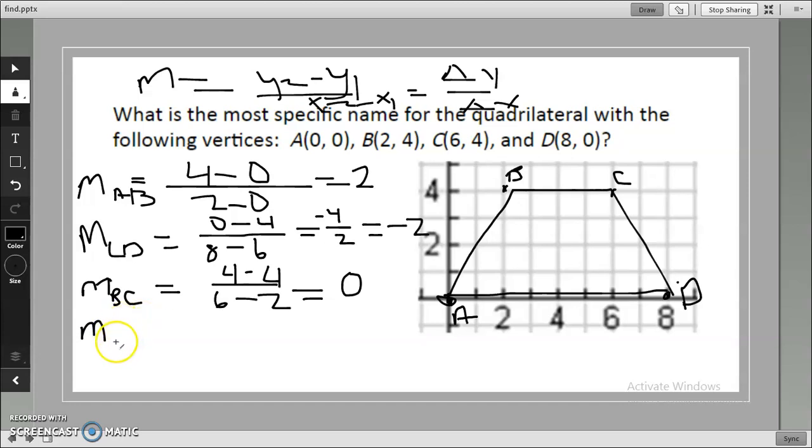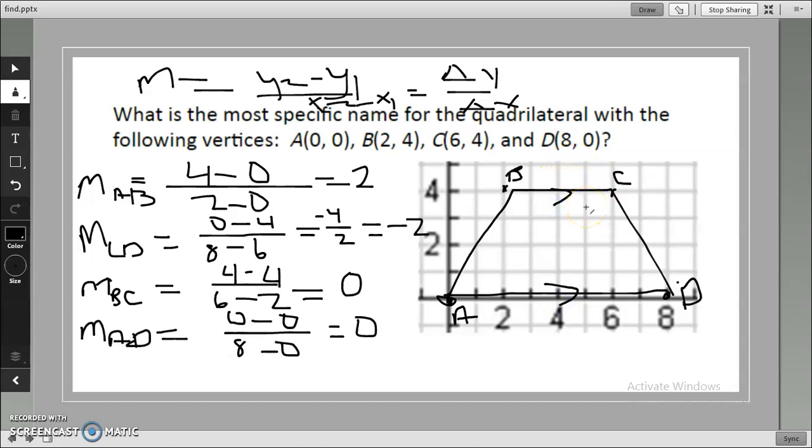We'll do AD now. So this section here, it's pretty obvious that this is 0 because this is a horizontal line, and we know horizontal lines have a slope of 0. So this one most likely will be 0 as well. So D is 0 minus 0. I can really stop there, but we'll keep going. 8 minus 0. So we'll say that slope is 0. So these two sides are parallel. So we have one pair of parallel sides.